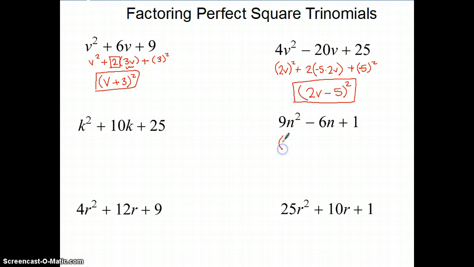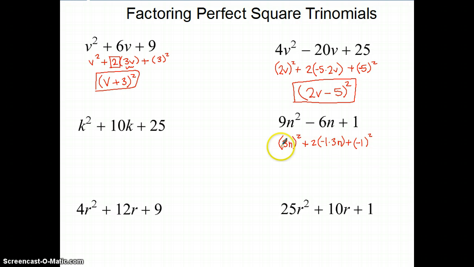9n squared I see can be rewritten as 3n all raised to the second power. Positive 1 on the end is also a perfect square, so I can rewrite that as 1 squared. However, again, as before, since my 6 in the middle is negative, I'm going to make this base on the end negative. Now, in the middle, this negative 6 is simply positive 2 times my 2 bases, 3n and negative 1, multiplied together. So negative 1 times 3n. Plus, and I still have that negative 1 squared on the end.